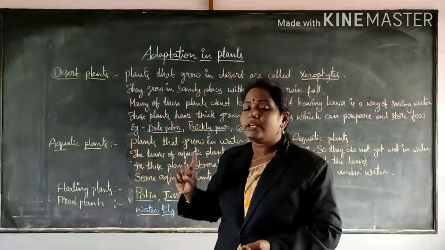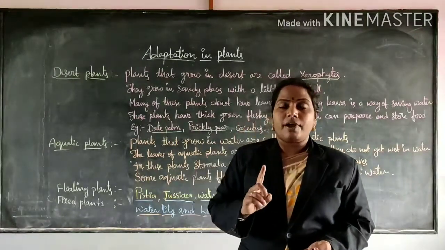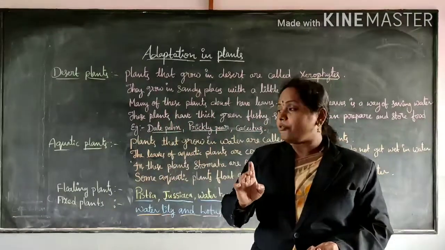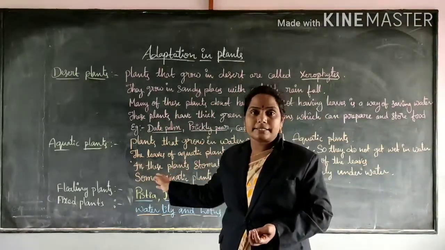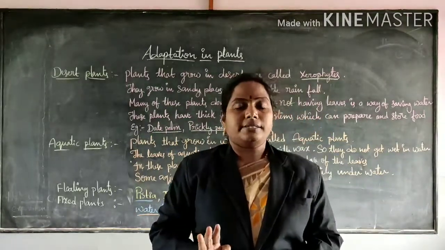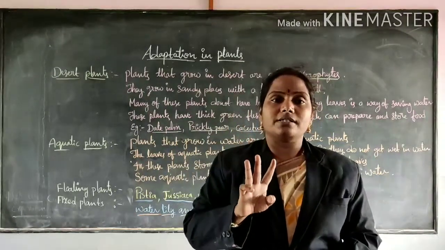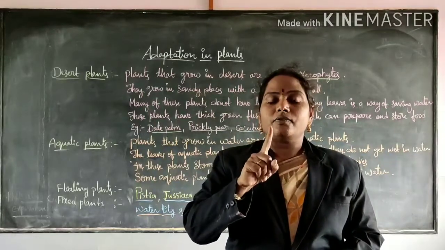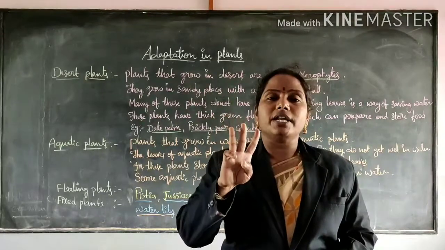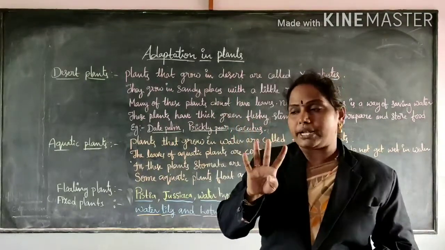One is floating plants. Next one is fixed plants. The third one is underwater plants. Three types of aquatic plants are there: floating plants, fixed plants, and underwater plants.